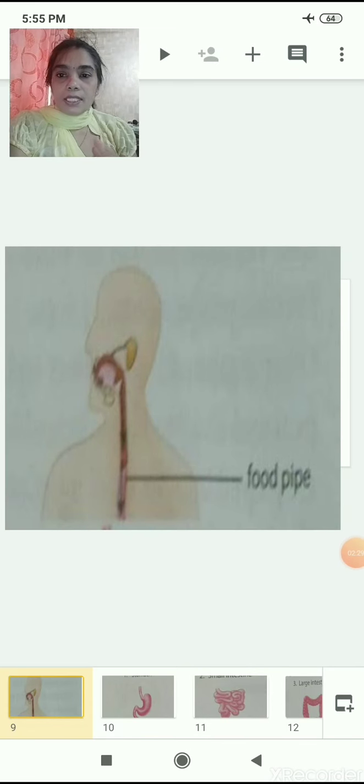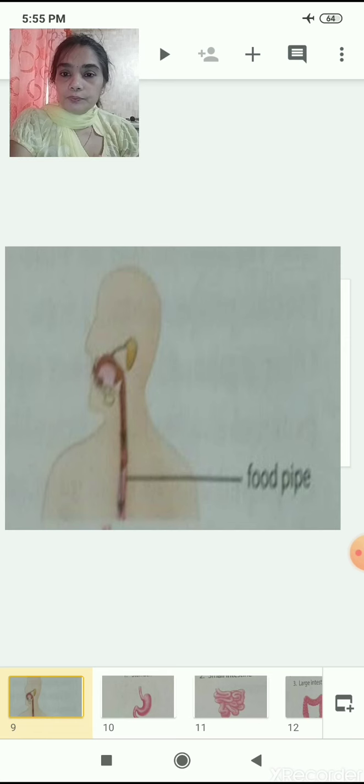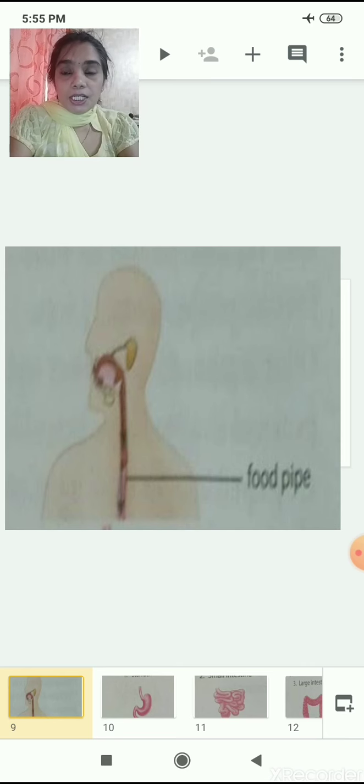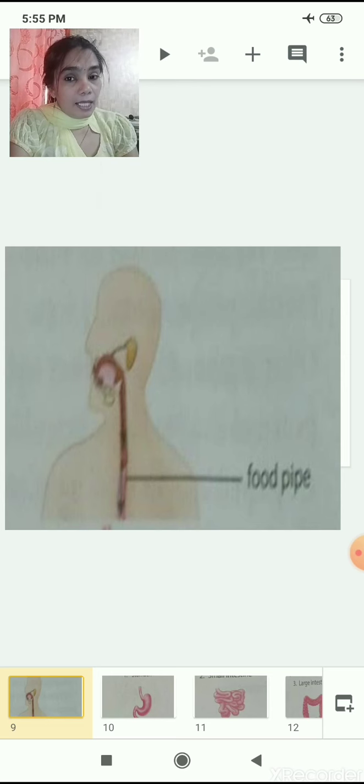Now let's see the digestion process that starts in the mouth. So children, this is the picture. You can see the mouth and the food pipe. When you chew your food, inside your mouth the teeth break the food down into smaller pieces. The sharp front teeth help to bite and cut the food into smaller pieces. The flat back teeth then help to grind the food into paste.